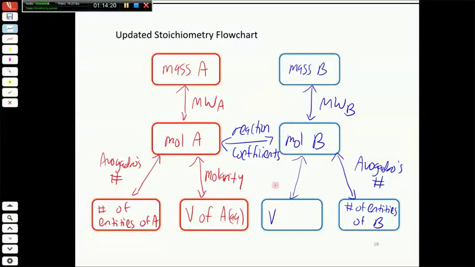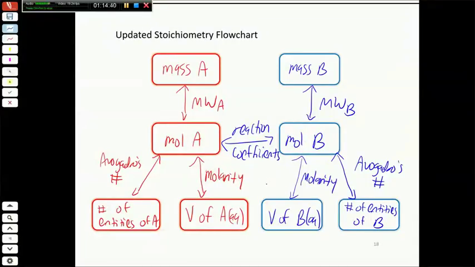We're going to have a volume of that aqueous solution, and we're going to use molarity to convert between volume and moles. Okay? So the key linchpin is still the same. We have to get to moles of reactants or products to be able to convert between them using the coefficients, but now we have another way of doing that.